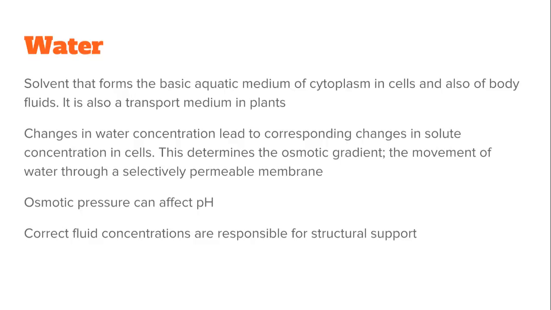So the concentration of water in our bodies determines the osmotic gradient. So that's the rate at which water moves through the selectively permeable membrane, which we talked about in the preliminary course. The osmotic pressure, or the rate at which the water moves, can affect the body's pH. And it's really important that fluid levels within cells especially are maintained at the level that it should be, because they're responsible for structural support within the cells and within the body.